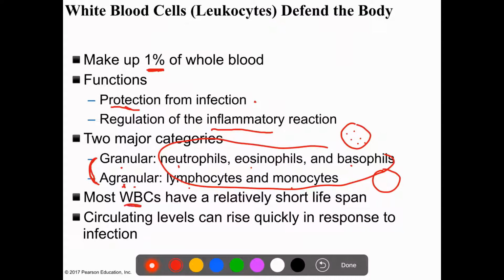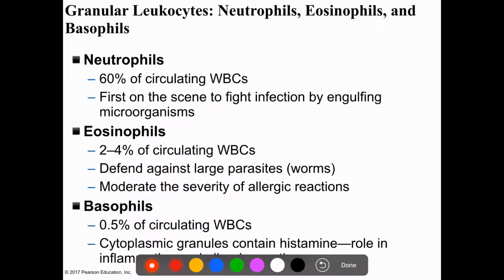Now, most of these white blood cells have a very short lifespan, and they are always circulating in the blood, and that circulating level can be immediately raised after infection. Now, let's see the first group, the granular leukocytes. I believe we are going to see some images in the lab.